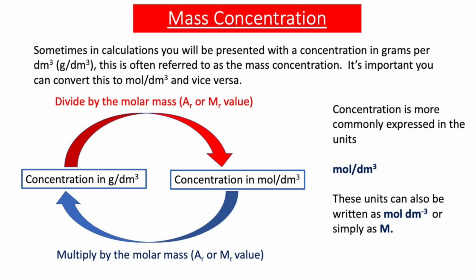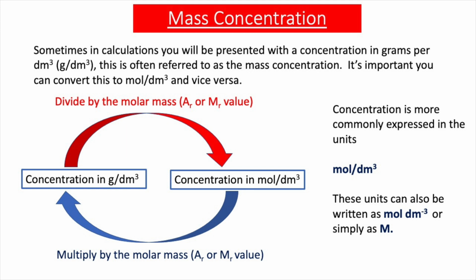So to convert concentration in grams per decimeter cubed to moles per decimeter cubed, you simply divide by the molar mass, which is either the AR value or the MR value. Now, if you're given a concentration in moles per decimeter cubed and you have to change it to concentration in grams per decimeter cubed, you then simply multiply it by the molar mass, the AR or MR value, because to convert moles to mass, we always multiply by the molar mass.